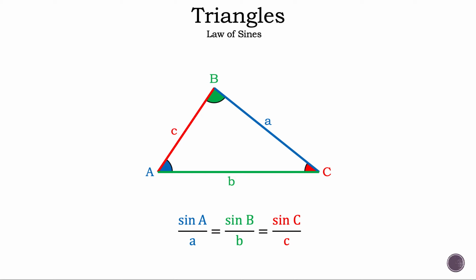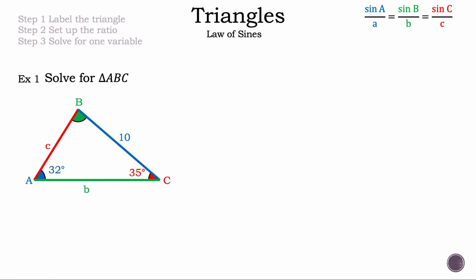Now here we have the law of sines, where we have the sine of angle A over side A is equal to the sine of angle B over side B is equal to the sine of angle C over side C. Now let's discuss how to use this formula with example 1.